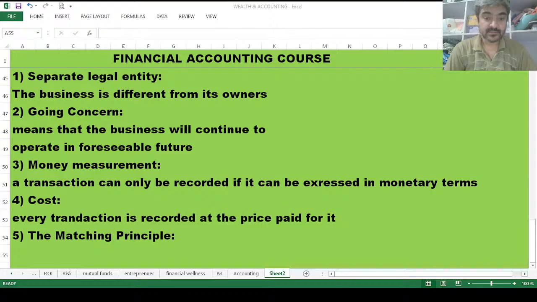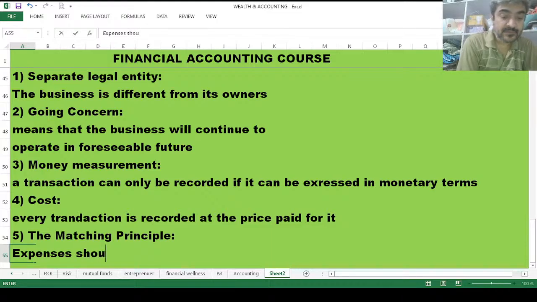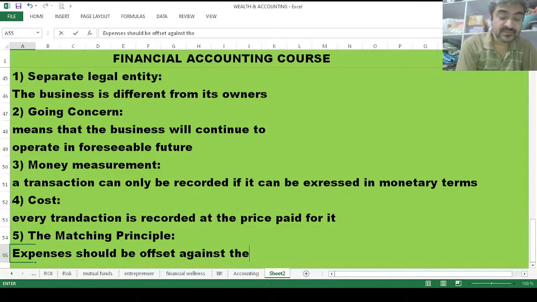The last point: expenses should be offset against the revenue in the same period.